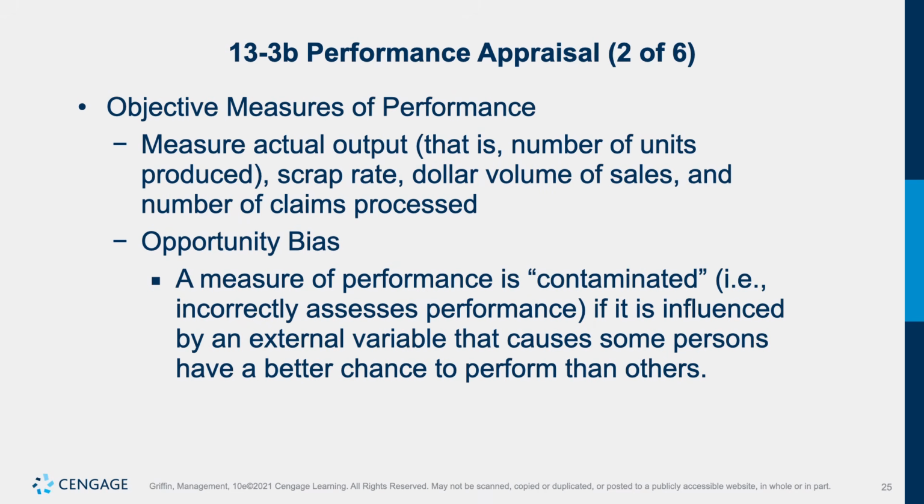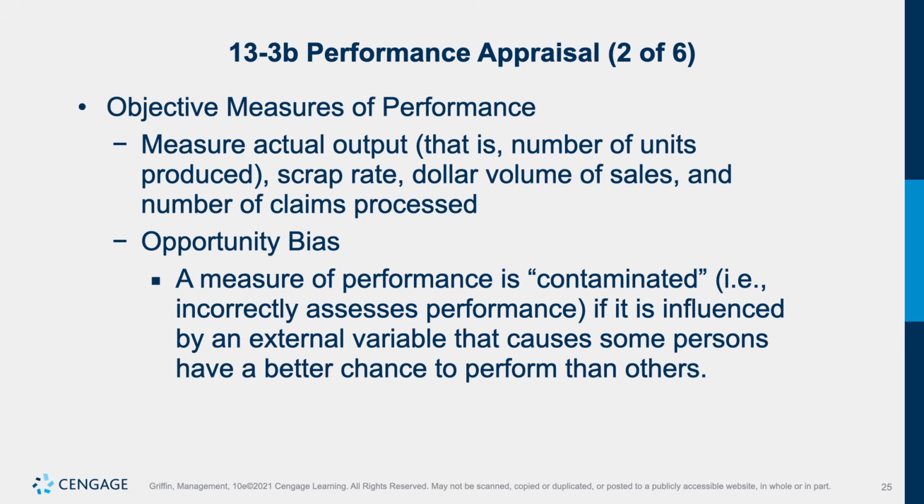Furthering our discussion on performance appraisal, there are common appraisal methods out there, and two basic categories of appraisal methods: the objective methods and the judgmental methods. Looking at objective measures of performance, these basically measure actual output tangibly, right? Examples are the number of units produced, scrap rate, dollar volume of sales, and number of claims processed.